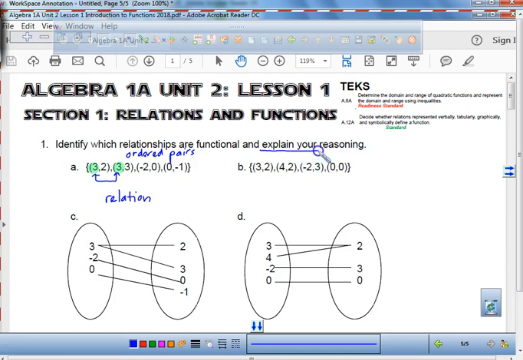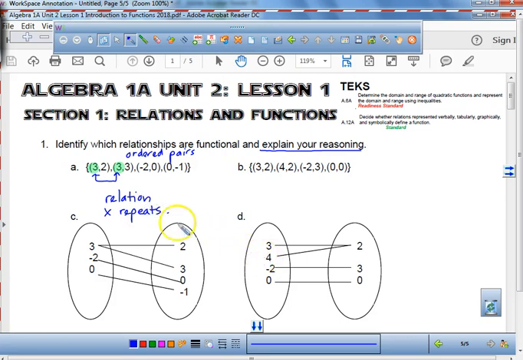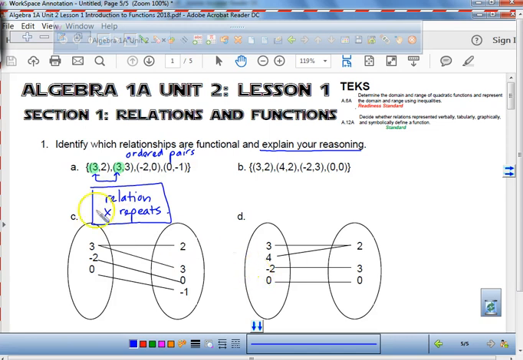When it says explain your reasoning, x repeats. You can't do that for it to be a function. So this right here is not a function, it's just a relation, because remember, x cannot repeat. Now, technically, I guess you can keep plugging in the same x value, getting the same y value as long as it doesn't change. But in ordered pairs, you're not going to keep doing that.